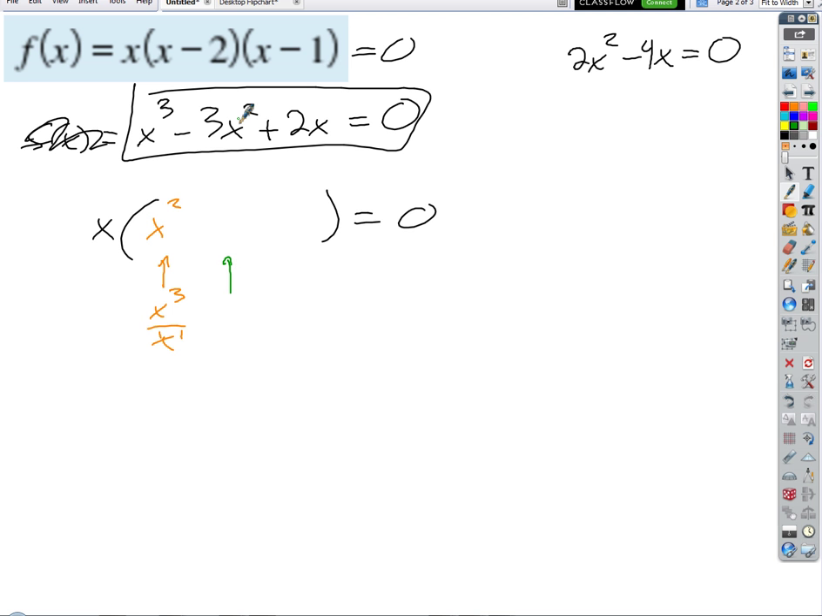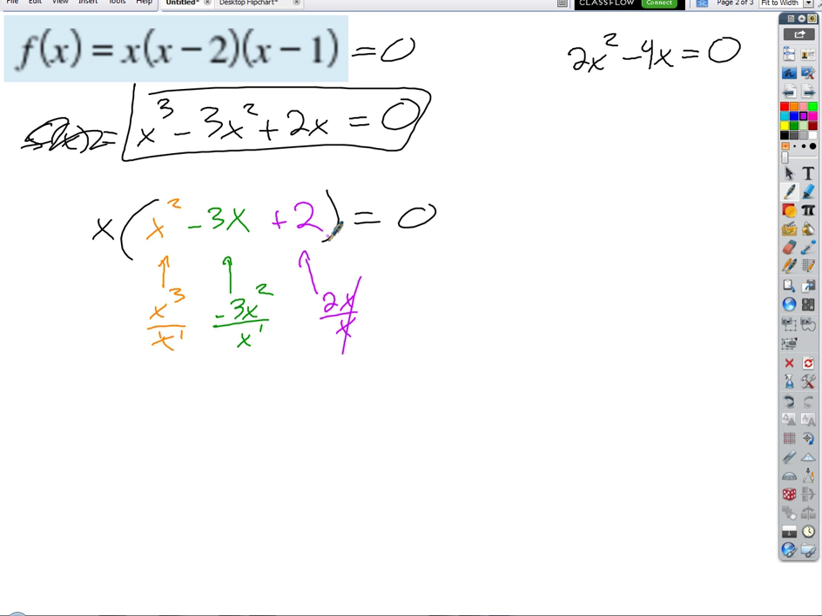What's going to go here? What goes there is what we get when we take negative 3x squared divided by x to the 1. What are we going to get? What's x squared divided by x to the 1? X. X to the 2 minus 1, right? So this next one is just going to be a minus 3x, which makes sense if we ask ourselves, x times what is negative 3x squared? Well, negative 3x, right? And then the last one, what goes there is going to be this last term divided by x. Well, what's 2x divided by x? 2. Right? You get the idea?